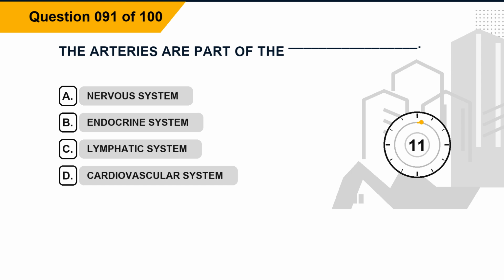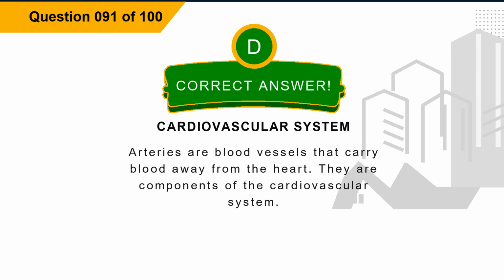Question 91. The arteries are part of the blank. Option A. Nervous system. Option B. Endocrine system. Option C. Lymphatic system. Option D. Cardiovascular system. The correct answer is option D. Cardiovascular system. Explanation. Arteries are blood vessels that carry blood away from the heart. They are components of the cardiovascular system.